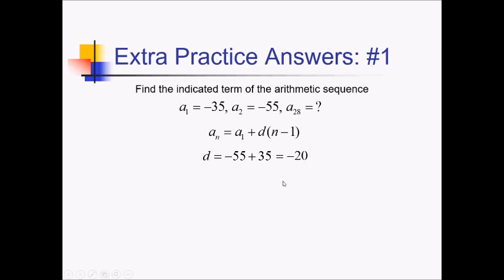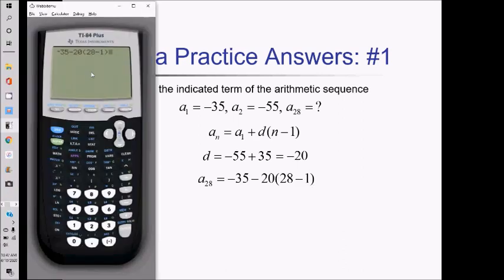And then let's plug it all in. So a sub n, or a sub 28 in this case, is going to be negative 35, that's a sub 1, minus our common difference of 20 times, well, if we want the 28th term, we have to plug in 28 for n, and then we're subtracting 1. So let me just go ahead and do that on the calculator. Plugging all that in, we end up with a final answer of negative 575.